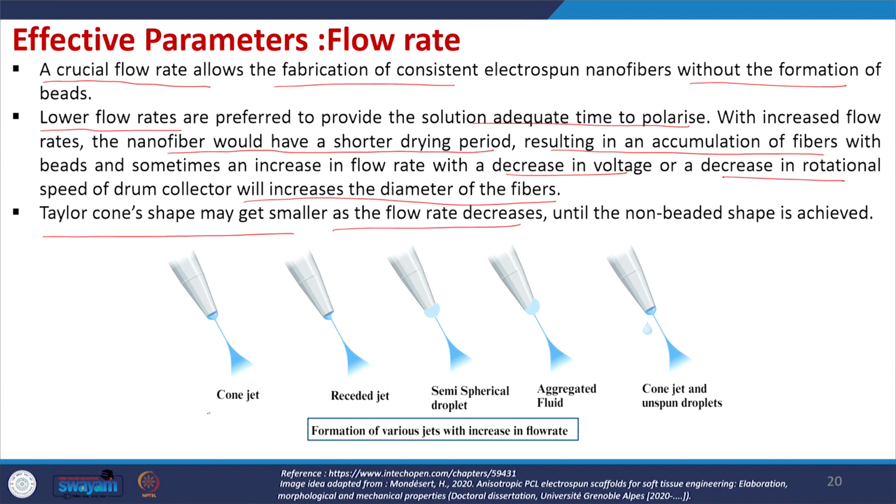When you are using the optimal flow rate, you get this kind of proper Taylor cone. With respect to the increase in the flow rate, what happens is you get this receded jet, or you can get this semi-spherical droplet, or you get the aggregated fluid, and if the flow rate is very high, along with the cone jet you may get the unspun droplets which will fall on your fibers and create the beads on the nanofibers.